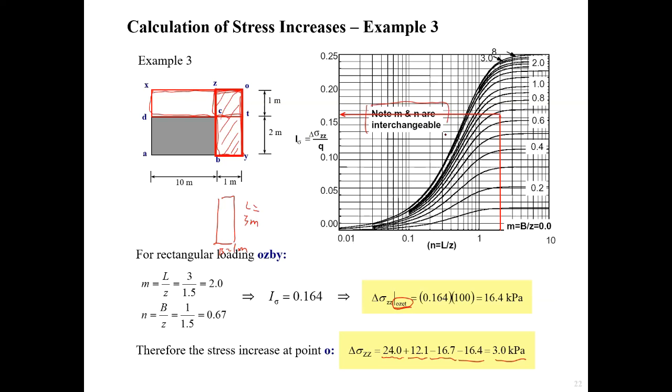One point you need to remember is that M and N are interchangeable. So either this is N or this is M value. It doesn't affect the result. The other one is really important: you have to make sure to get the corner of your rectangles to line up over the point of interest.